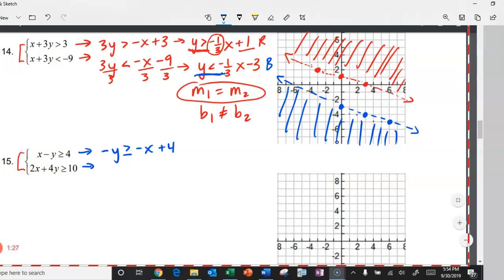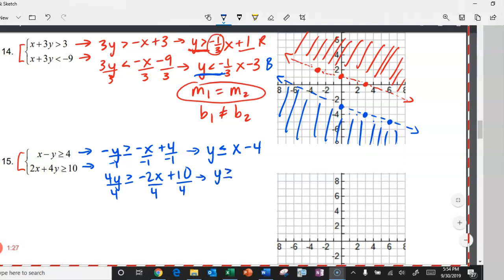Now here's the situation with this one. If I divide by -1 to every single term, if I divide or multiply by a negative to isolate the variable I'm solving for, you flip the direction. So instead of greater than or equal to, it becomes y less than or equal to x minus 4 for the top one. For the bottom one, we had 4y greater than or equal to negative 2x plus 10. I just moved the x term over. Now I'm dividing by 4 to every term, and this becomes y is greater than or equal to negative 1/2 x, and then I just have this 10/4.